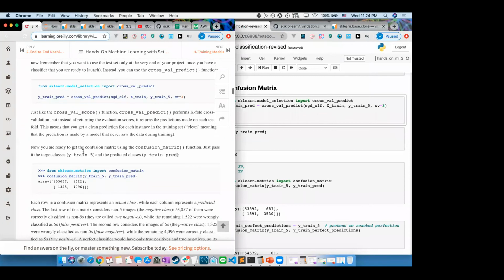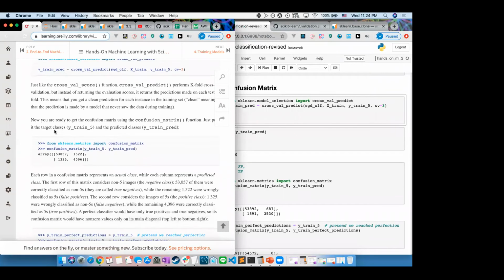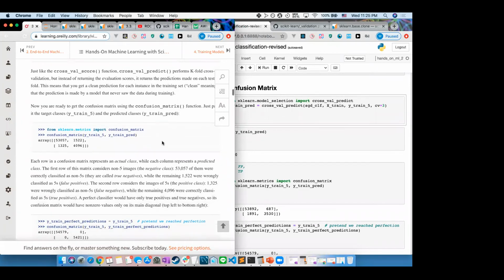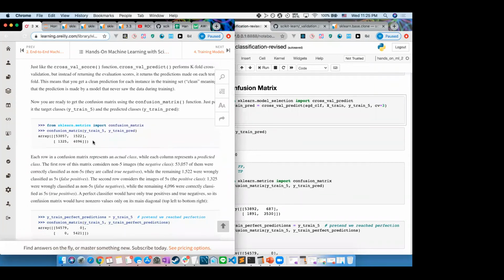Okay, and now you're ready to get the confusion matrix using the confusion_matrix function. Just pass it the target class y_train_5 and the predicted class y_train_pred. Okay, great.